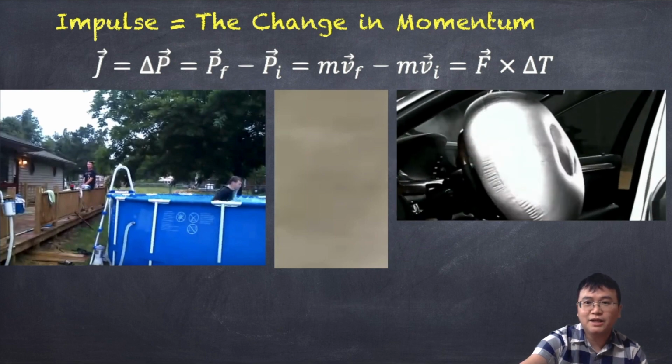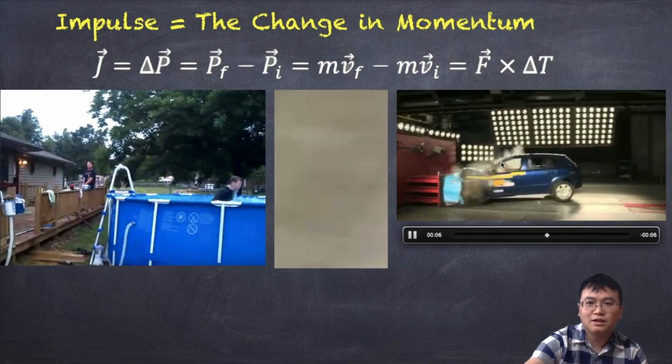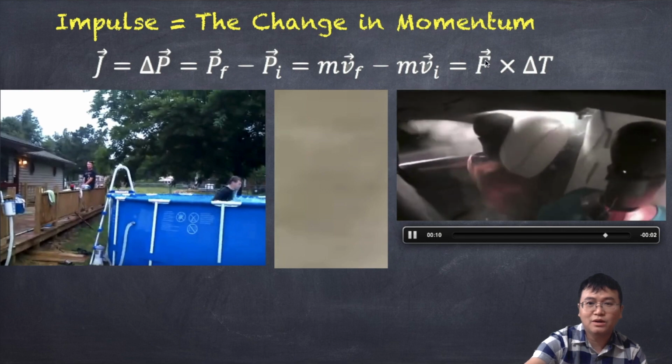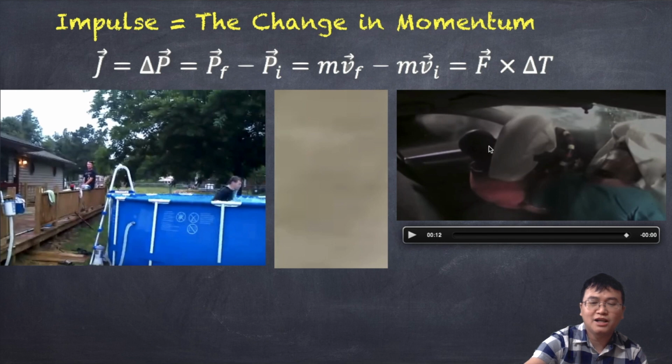If you design airbags, you also have to consider impulse, because the airbags open up. It decreases the force of impact on the body by increasing the time interval in which the body is in contact with the airbag.